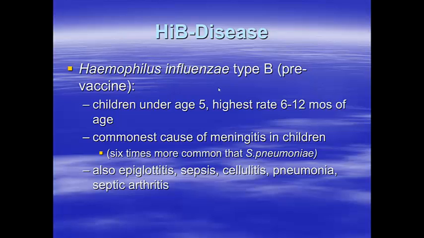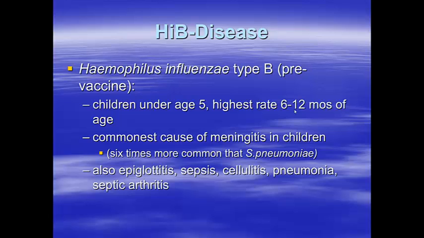And this used to cause a lot of disease in children under 5. Not so long ago, we're talking maybe 20 years ago. This was a major cause of meningitis as well as sepsis. That means bloodstream infection among young children. So the highest rates were in children under 5, probably the peak in the 6 to 12 month olds.